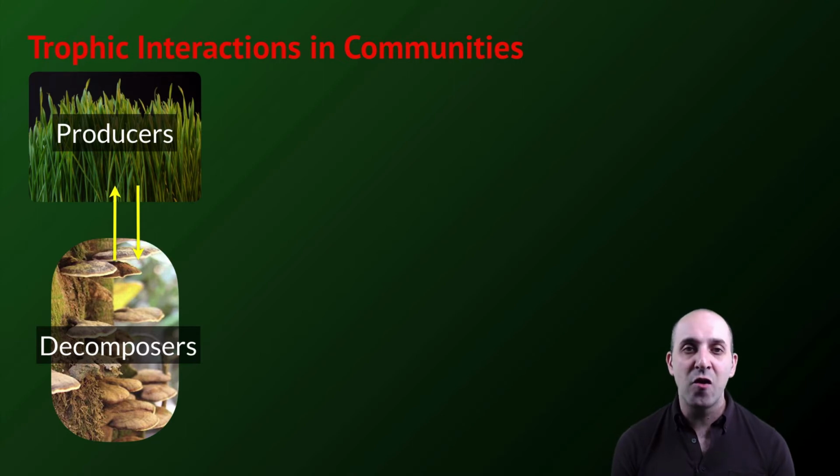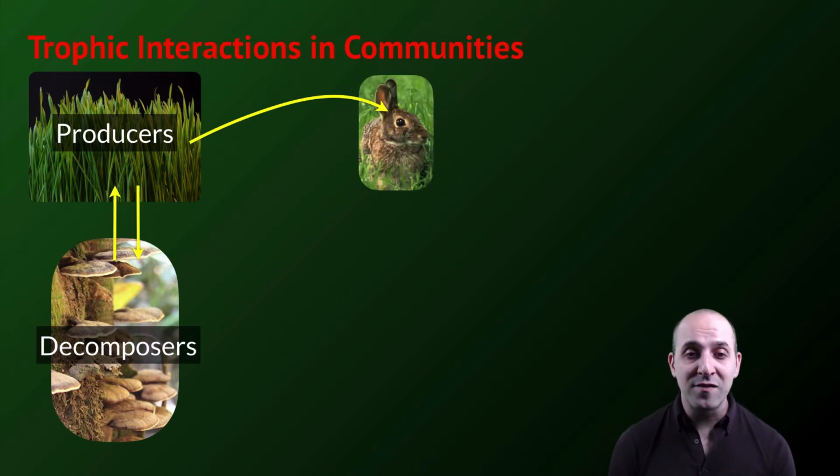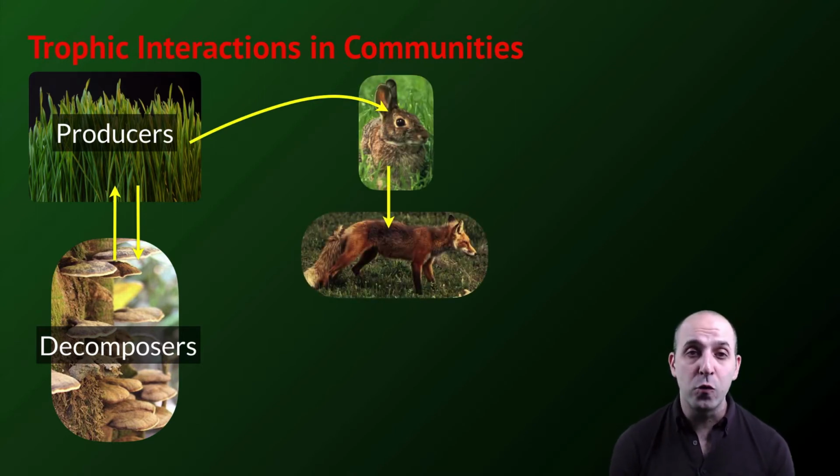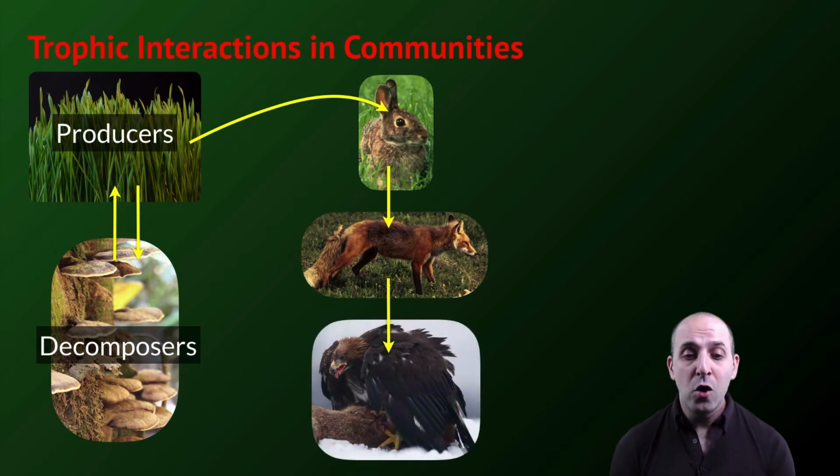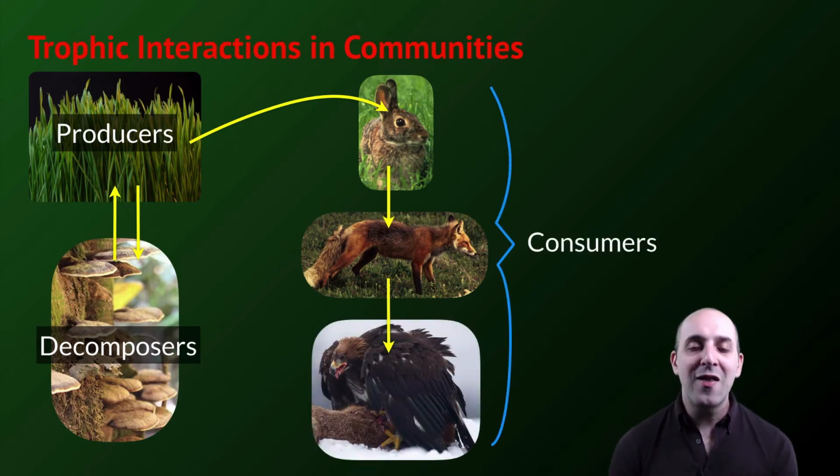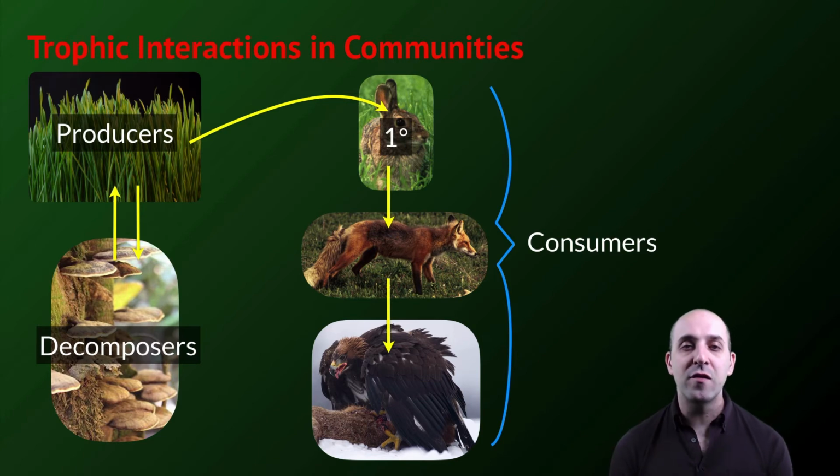There's an excess of material brought into the community by the producers that can be exploited by consumers, like this rabbit who eats this grass, or this fox who eats the rabbit, or this hawk who eats the fox and the rabbit. These are consumers, and we classify them based upon the level in which they are doing the consuming. Herbivores and organisms that eat producers are referred to as primary consumers, and we usually symbolize them with this 1° sign. Secondary consumers eat the primary consumers, and tertiary consumers are the top predators.